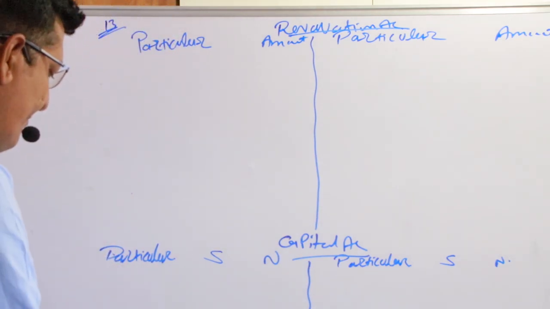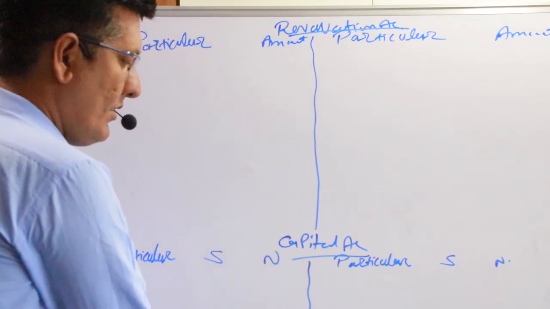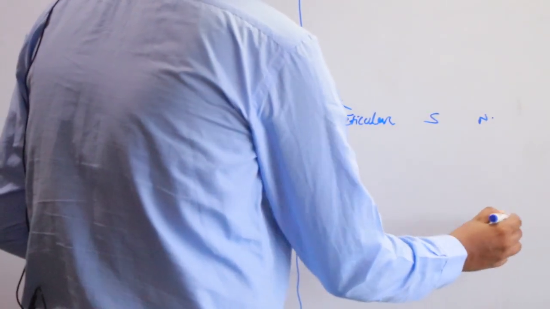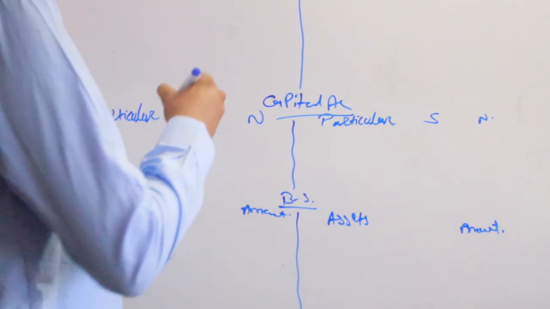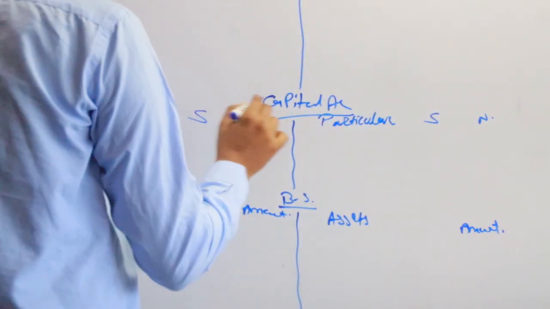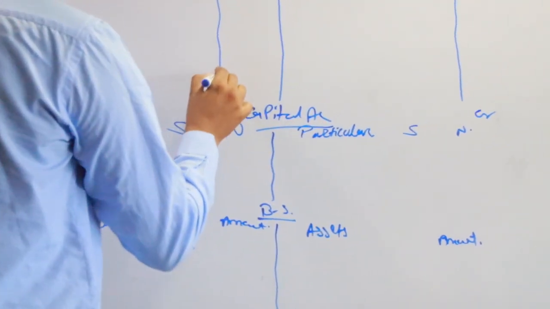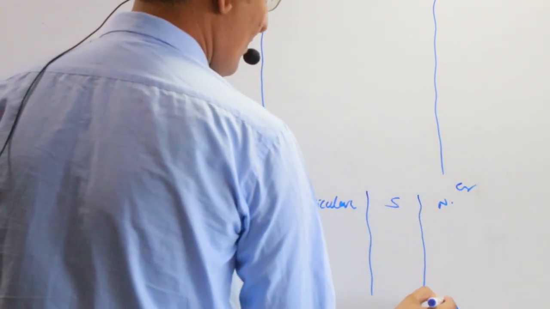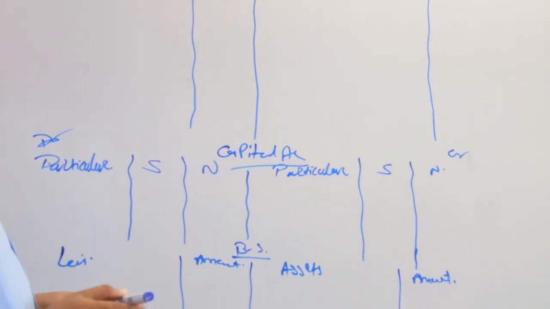Okay, and balance sheet has liability, amount, assets, amount. So here debit side and credit side, same way here debit side and credit side. Okay.